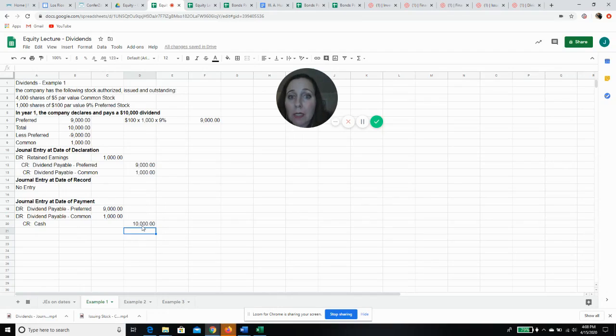At this point, the dividend we declared had enough money that we were able to make our preferred shareholders whole. So it didn't matter if they were cumulative or non-cumulative. But in examples 2 and 3, that's exactly what we're going to look at.